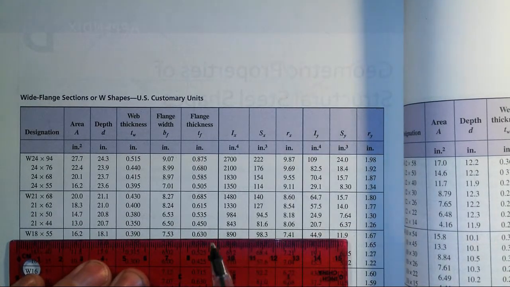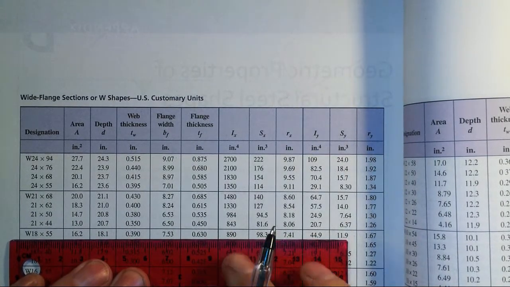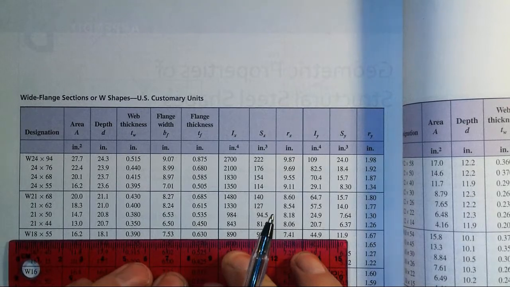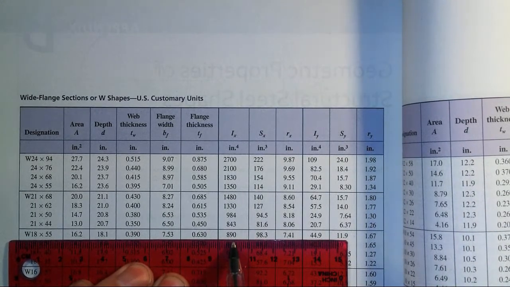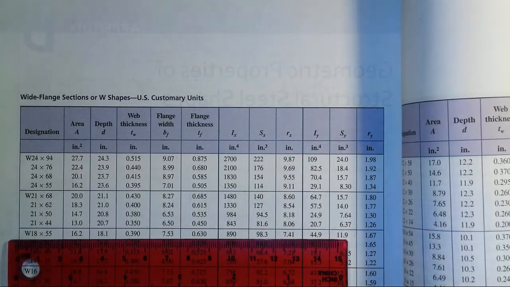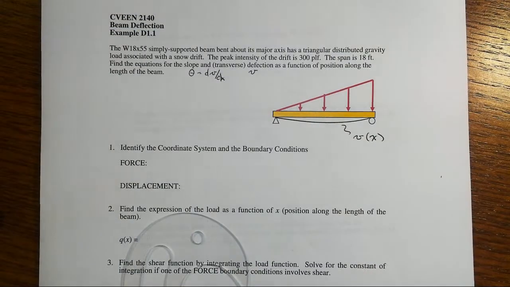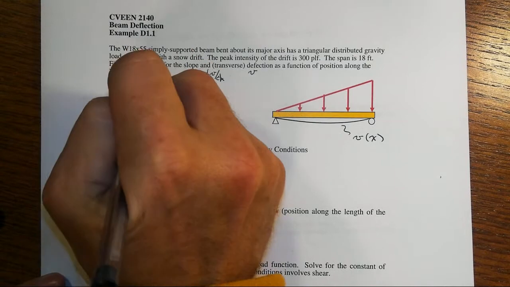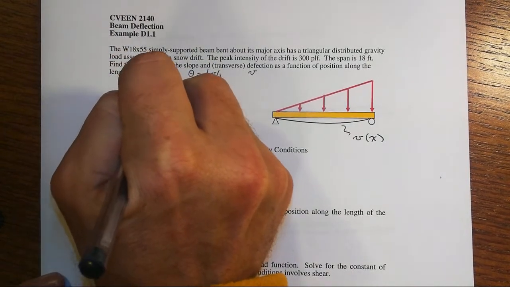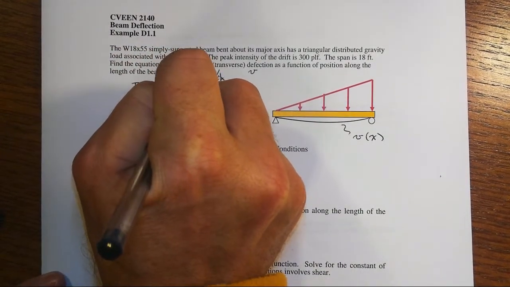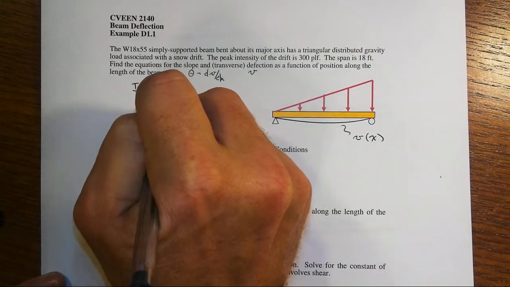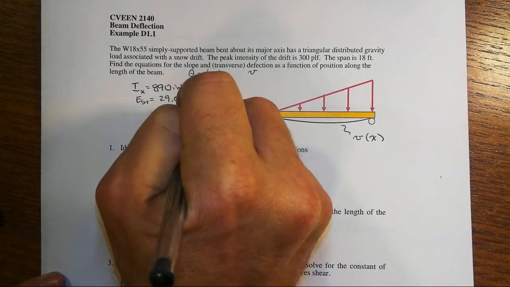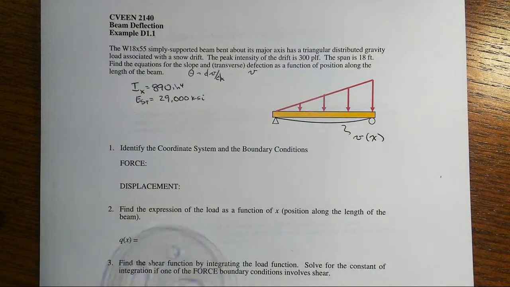There's your 18 by 55, and without any other information being provided to me as the structural engineer, I would probably assume that we have bending about the strong axis, which would be a second moment of area of 890 inches to the fourth. And being steel, of course our modulus of elasticity would usually be taken as 29,000 ksi.